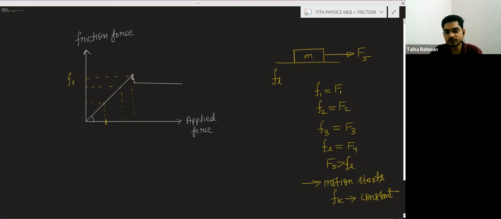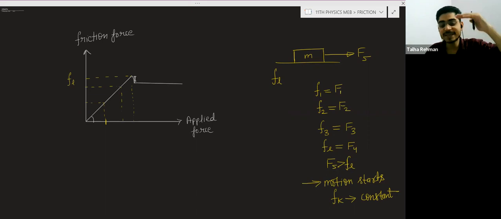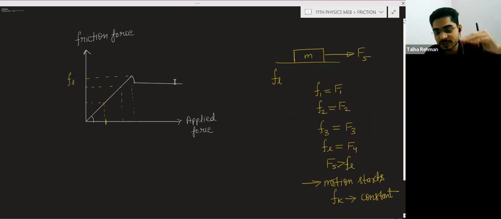The body will be in motion after this point, and suddenly the body will start moving. Suddenly there will be a reduction in the friction force, because the kinetic friction force is less than the static friction force, and the force becomes constant because the kinetic friction force is constant.